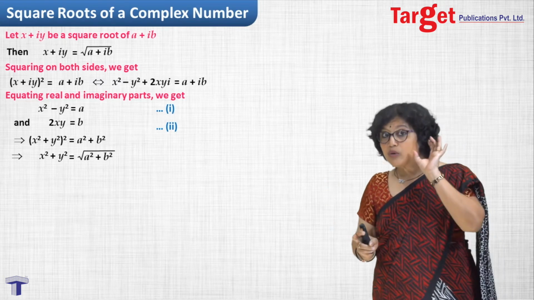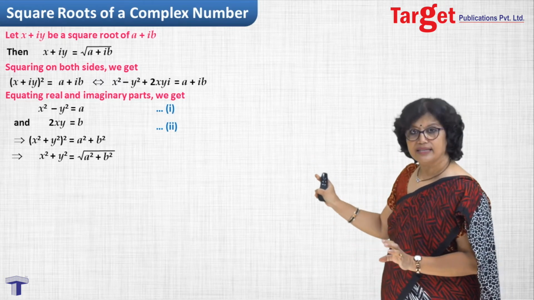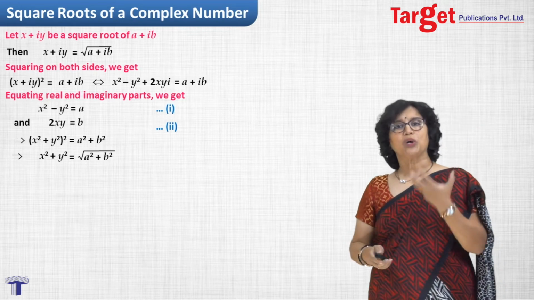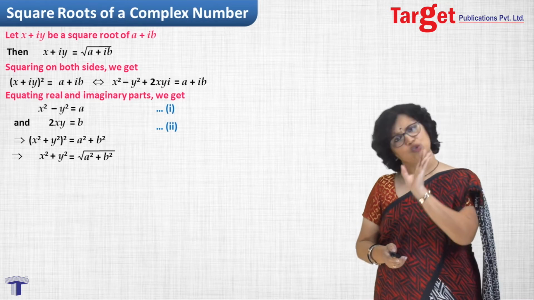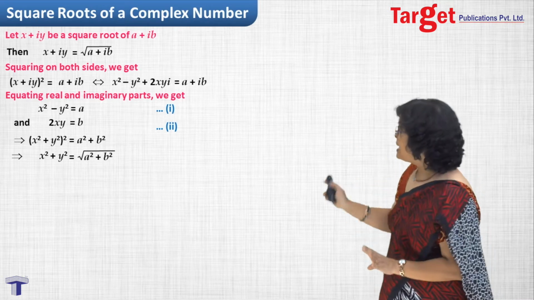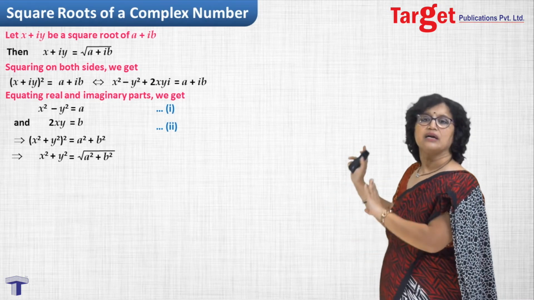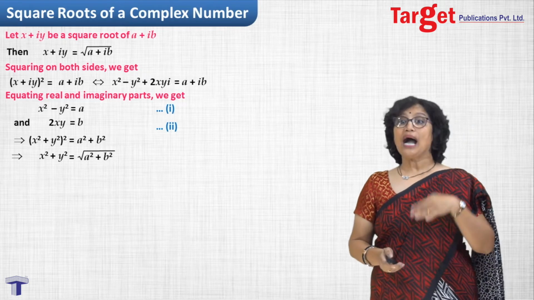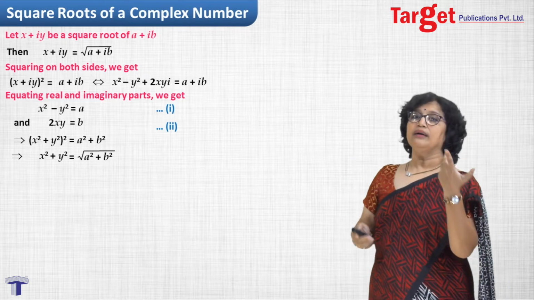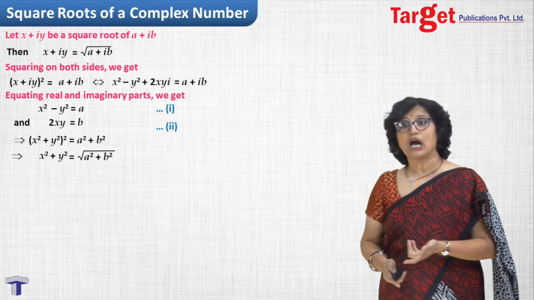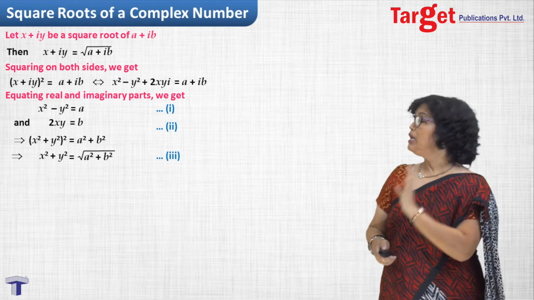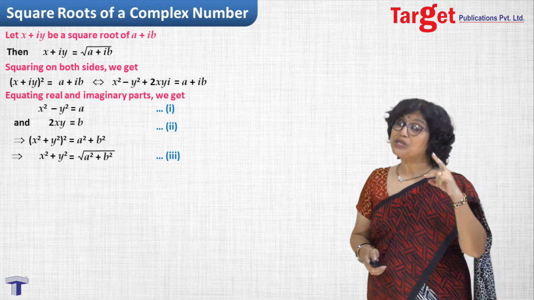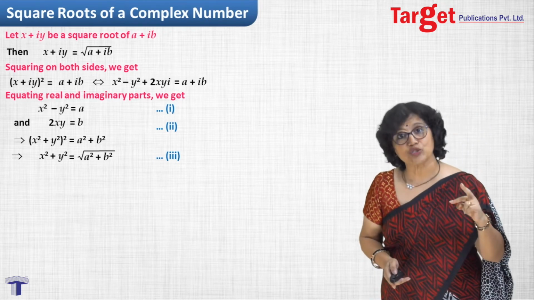Why? Because the quantity written on the left hand side here is x square plus y square, which is surely a non-negative quantity. So I need not write minus under root a square plus b square. So only one sign will appear there, and hence x square plus y square I am getting as under root a square plus b square. Now I have x square minus y square equal to a in my first equation, and now I am getting a new equation, the third one, as x square plus y square equal to under root a square plus b square. Now using these two equations, you can get x square and y square.